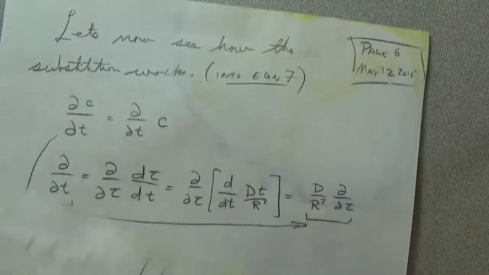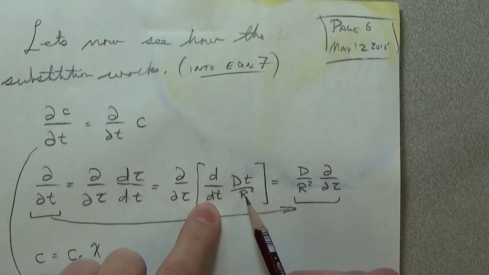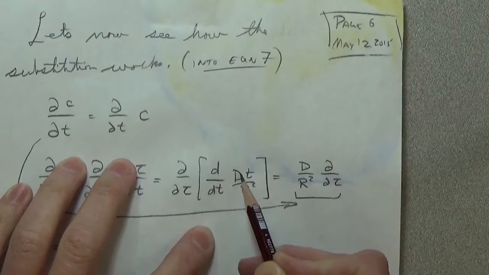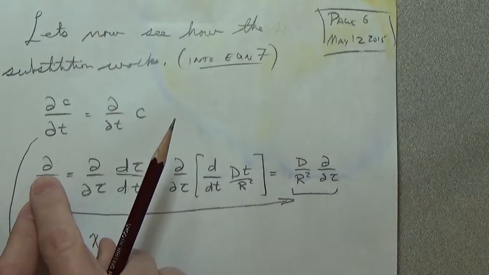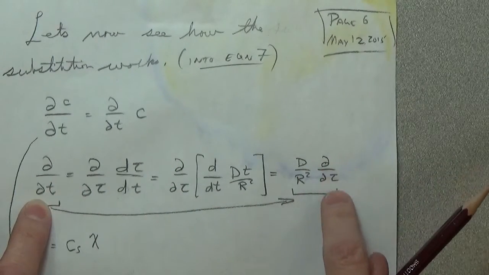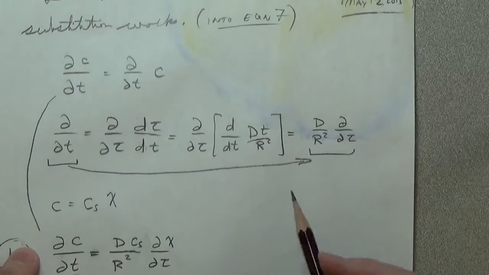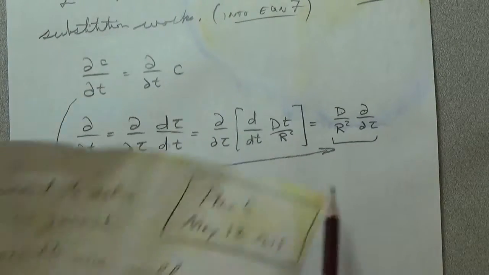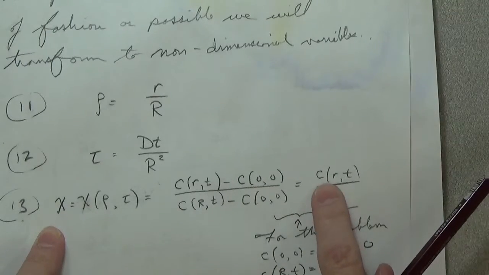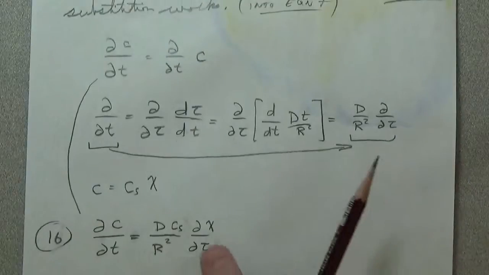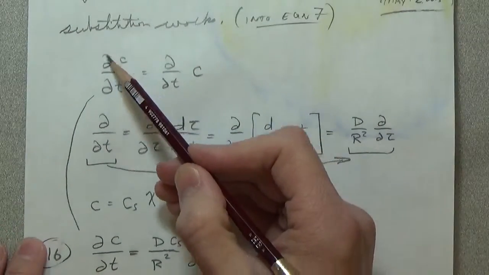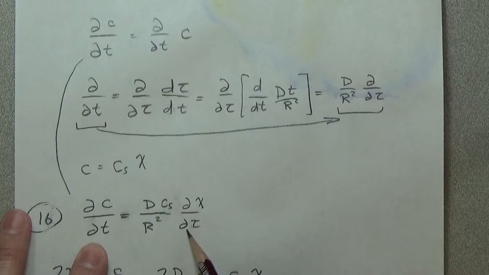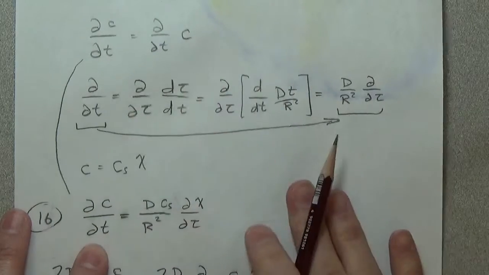And we know from our definition of tau here that d by dt of Dt over R squared is just going to give us D, and the D and the R squared come out in front, which means that d by dt is equal to D over R squared d by d tau. And then there's a concentration in front, and we know from our definition here that the concentration is equal to chi times Cs. So this term dc by dt is equal to D over R squared Cs d chi d tau. And then we do this for all of our other variables as well.